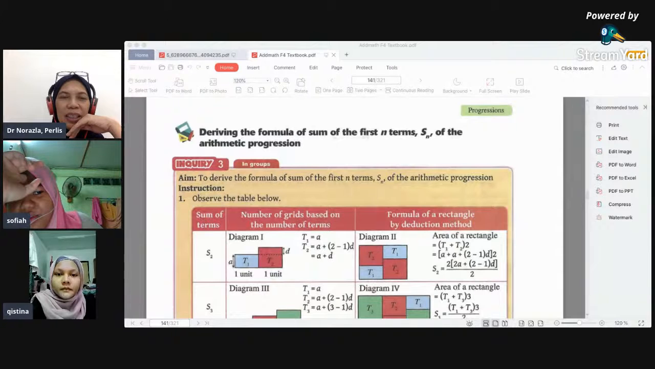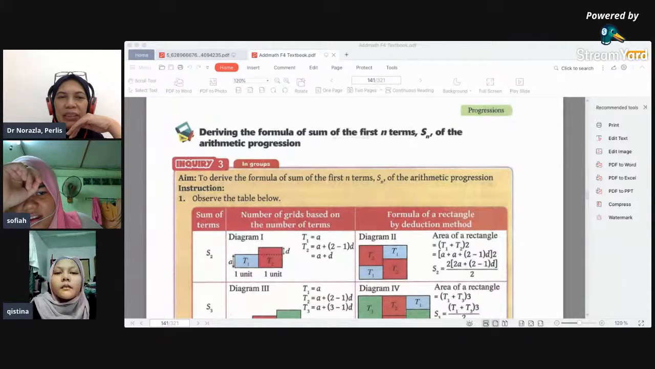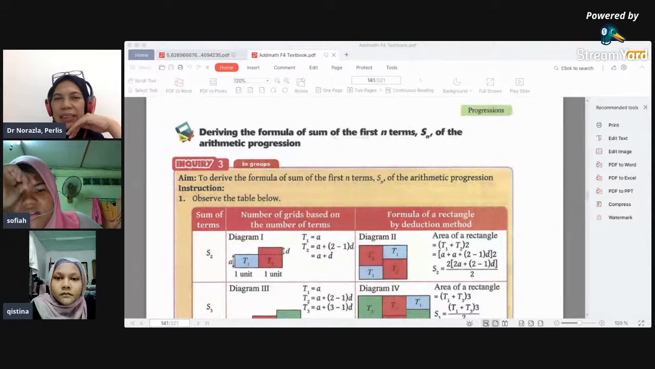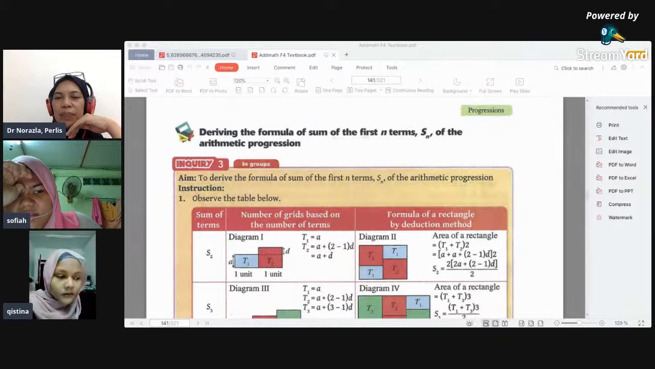Okay, today I will explain about inquiry 3, which we will derive the formula of sum of the first n terms, and we can call it as Sn of the arithmetic progression.